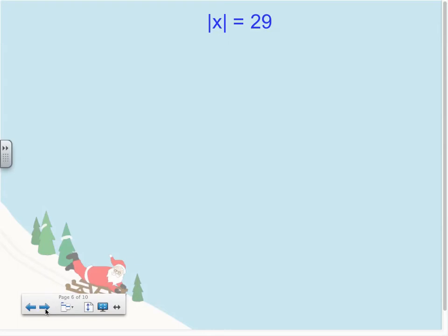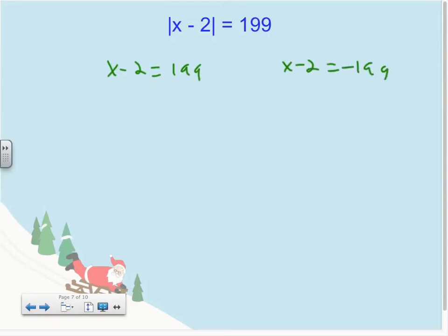This first one is pretty straightforward. The only two values that work for this are negative 29 and 29. The second one here, where we would have to do x minus 2 equals 199, and x minus 2 equals negative 199. Oh sorry, when we add 2, we get x is 201, and here we get x is negative 197, that's better. 197, 201. That's what x would be.